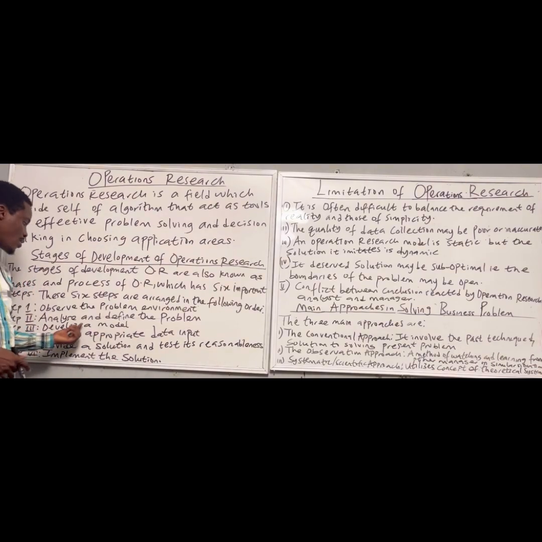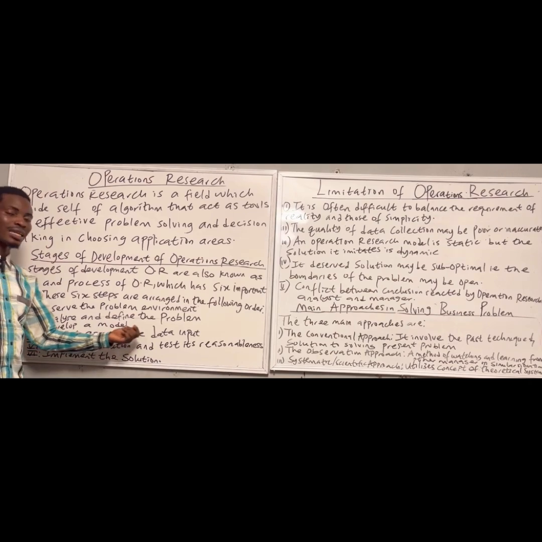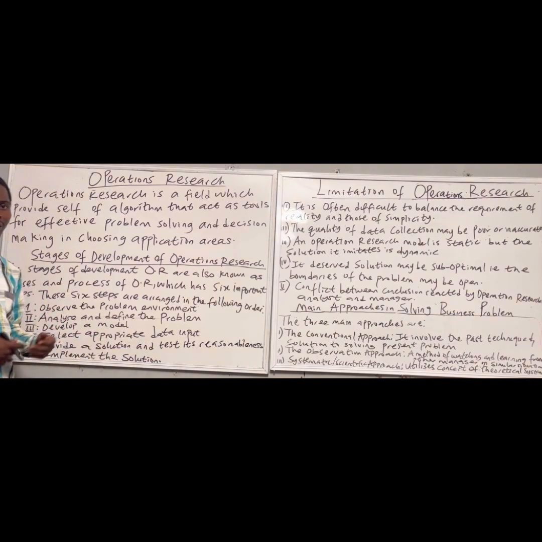The next step is to select appropriate data inputs. When we are done with developing a model, next is to gather relevant information by selecting an appropriate data input. The next step is to provide a solution and test its reasonableness. When you provide a solution and test its reasonableness, it determines that you have provided a result, that is, a solution to the problem.